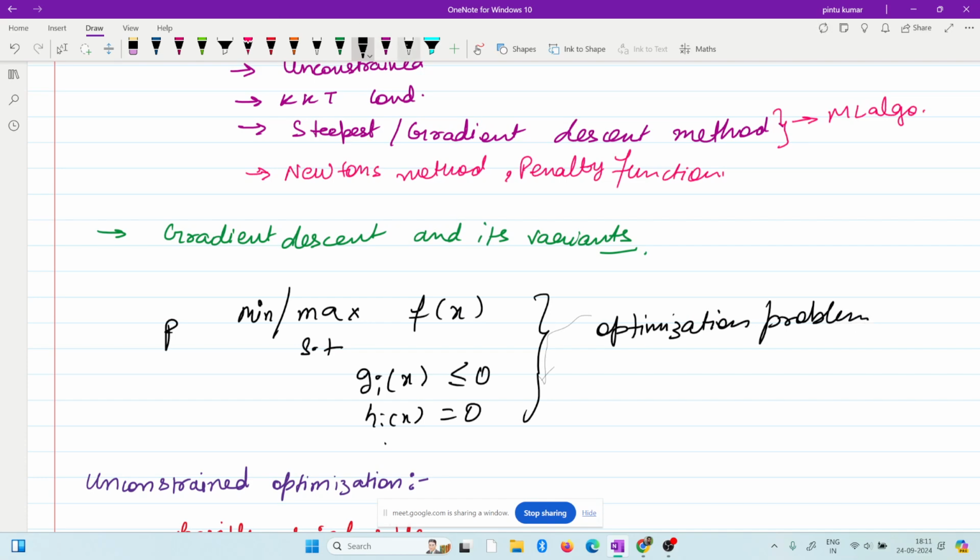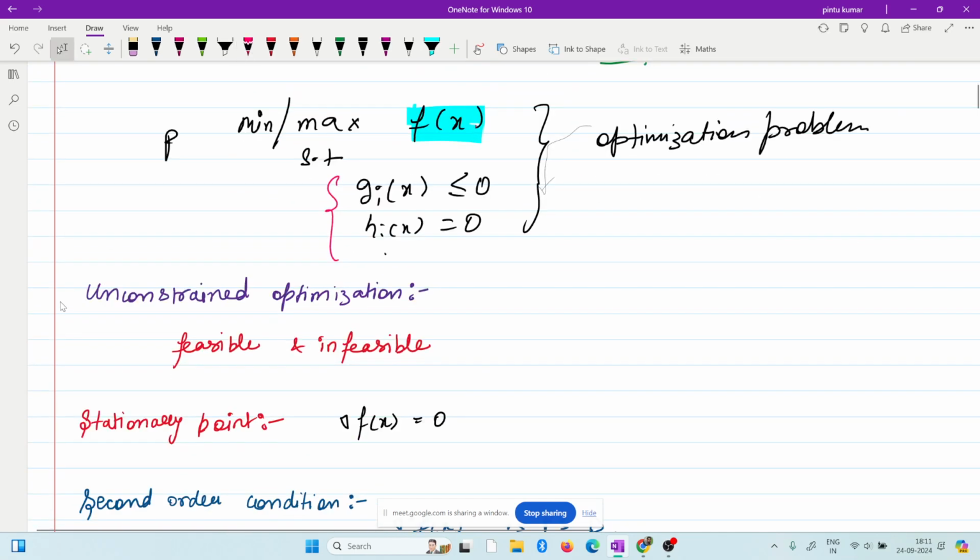So you want to minimize this function f of x such that your x also satisfies all these conditions mentioned over here. Satisfying all the constraints, you want to look at the minimum or maximum value of f of x. That's the whole aim. So the first class of optimization problem that you encounter, if you go by the approach the instructor has taught, would be unconstrained optimization. These are slightly easier to solve.